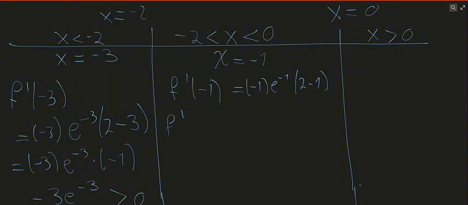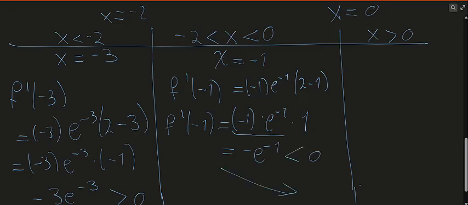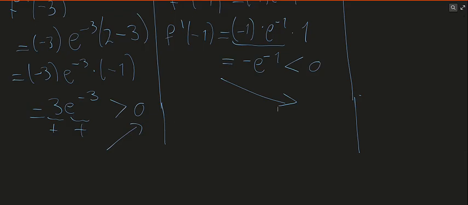So in this case, f prime of negative 1, that's actually going to be equal to what? Negative 1 times e to the negative 1 times 1. 2 minus 1 is 1. Anything multiplied by 1 remains unchanged. So negative 1 times e to the negative 1, that's negative e to the negative 1. E to the negative 1 is an exponential, so it's positive. Along with a negative, that makes a negative. So this is negative, so I believe that's going to be decreasing. Oh, let me actually, like this.